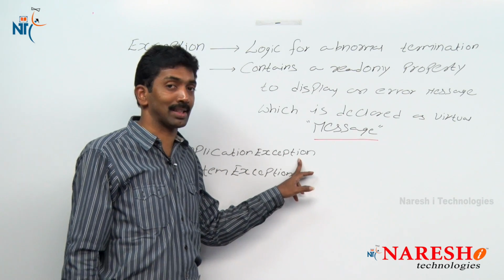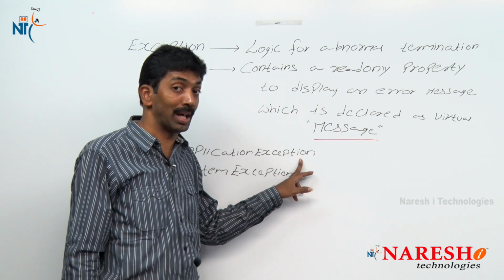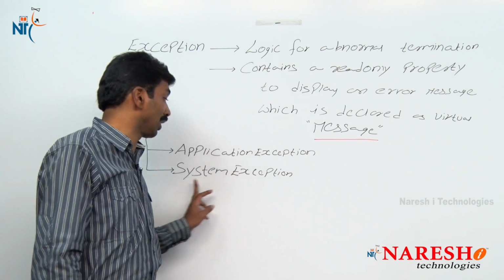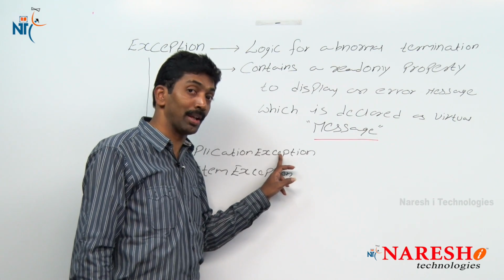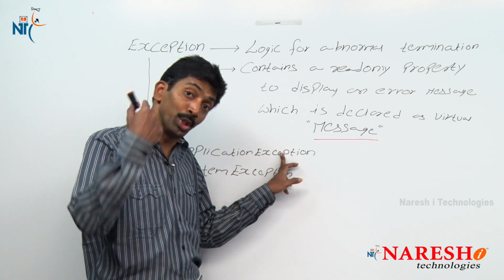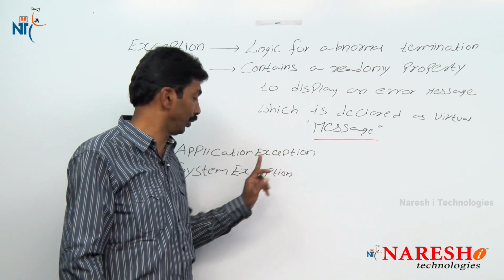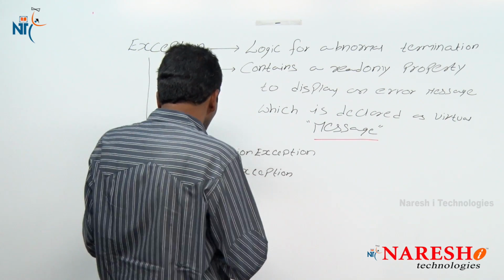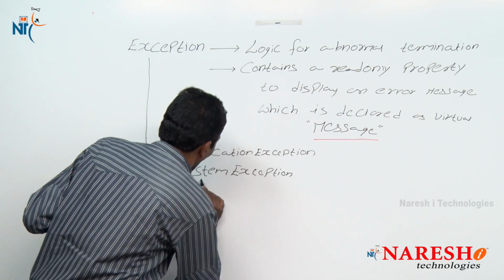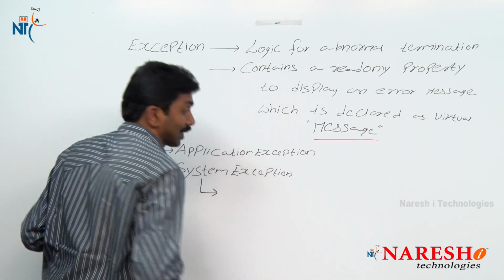These application exceptions are not going to be caused by the CLR. These are exceptions caused by the CLR, and these are exceptions caused by programmers directly. It means we only will do it, the CLR won't do it. Here the CLR will do it. That's what it is. And now under this system exception, we have all the classes we have discussed earlier.